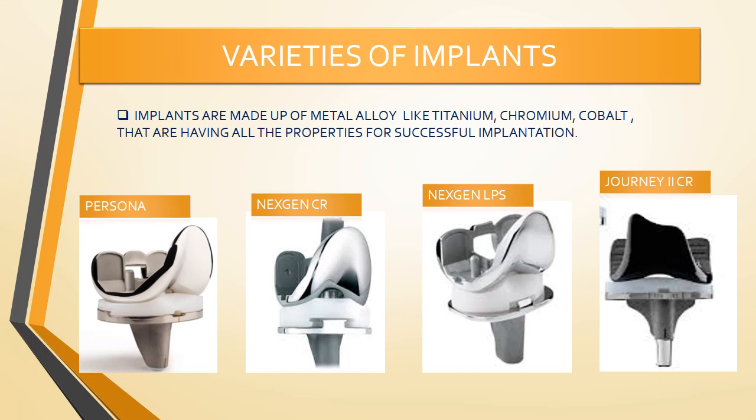So, varieties of implants. Implants are made up of metal alloys like titanium, chromium, cobalt. They all have the properties needed for successful knee joint implantation. We have some varieties like Persona, NextGen CR, NextGen LPS, Journey II CR. These implants are basically meant to provide a good range of motion and mobility in the life of a patient.